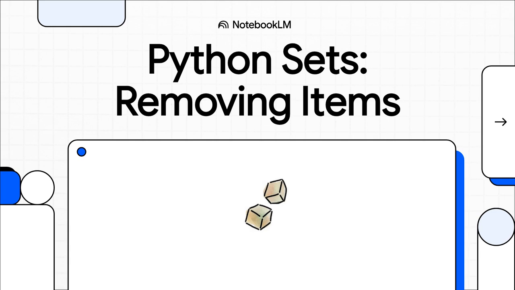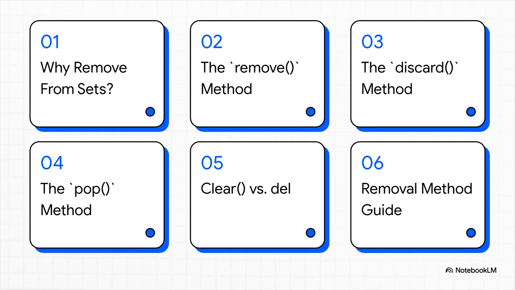By the end of this, you'll know exactly which method to pick for pretty much any situation you can think of. So what's on the menu? First, we'll touch on why you'd even need to do this. Then we'll get into the real meat of it, the remove, discard, and pop methods. We'll also cover the big guns, clearing versus deleting a whole set. And of course, we'll wrap it all up with a super handy guide.